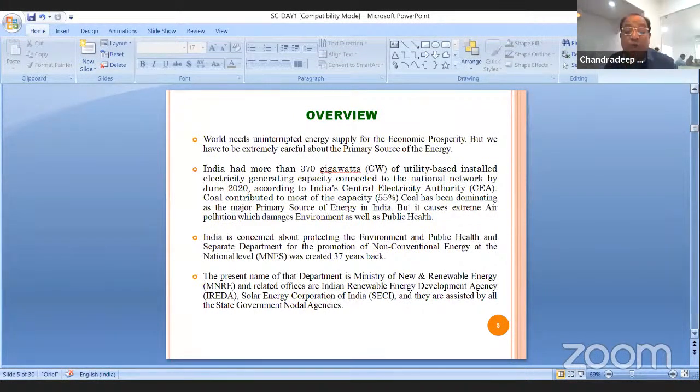So at the top level, we have the MNRE, Ministry of New and Renewable Energy, which is supported by some offices, that is, Indian Renewable Energy Development Agency, which gives funding for solar energy projects. IREDA is like a bank. If you want to do any agricultural project with the support of solar energy, then even your college can also go to IREDA if the college wants to install a rooftop power plant or any ground-mounted big-scale solar power project at the college campus.